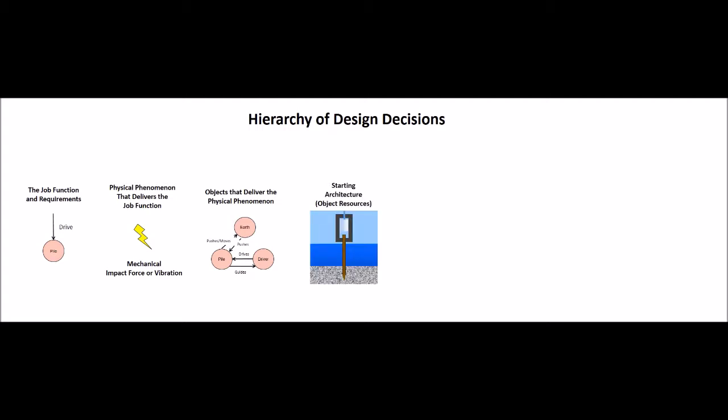Next, we decided that the starting architecture would be the pile driver driving the pile from above into the earth below. The pile guides the pile driver rod to make sure that each impact occurs with precision. Note that I said starting architecture. The following decisions may affect this architecture.